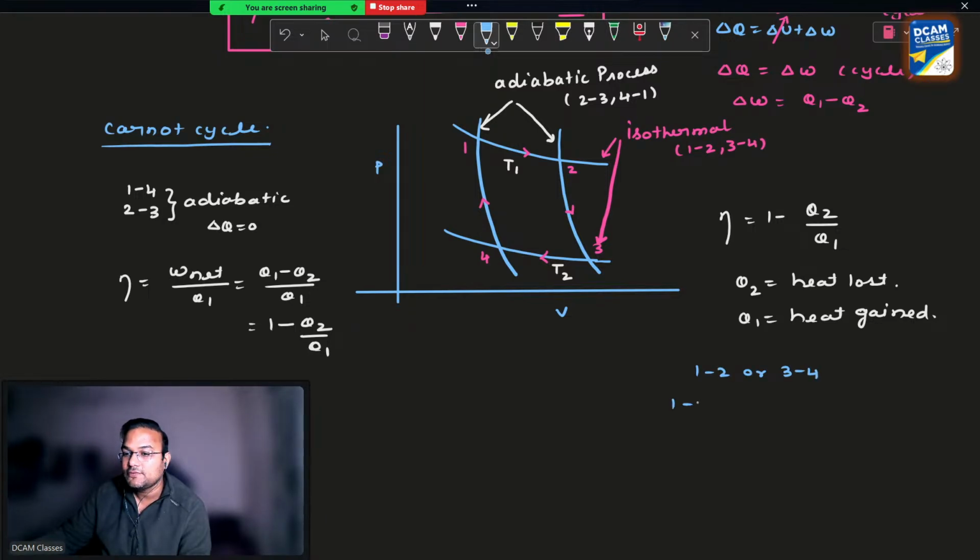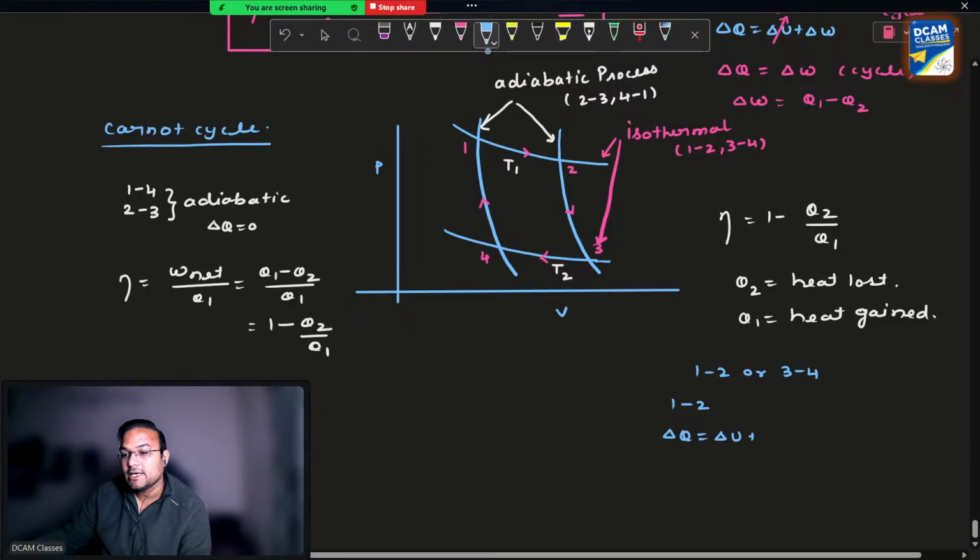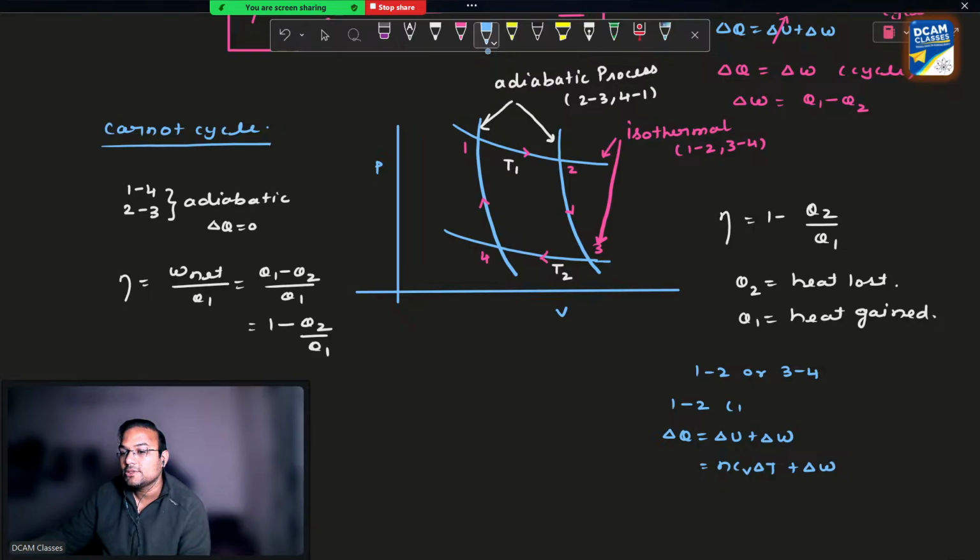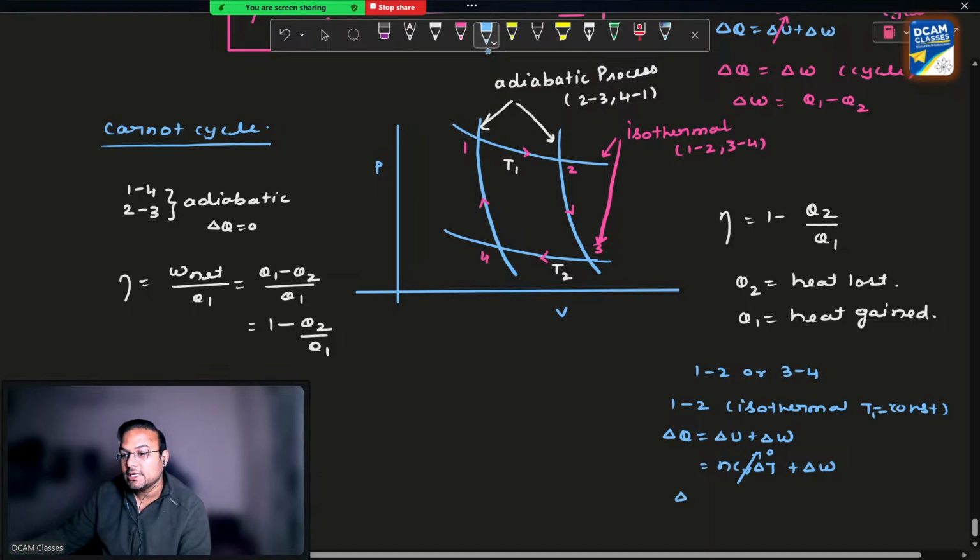If we take process 1 2, we know delta Q is equal to delta U plus delta W. Correct? But delta U is what? It is Cv delta T. But temperature is constant in the process 1 2, isothermal process. So this is 0. Delta Q is equal to delta W.